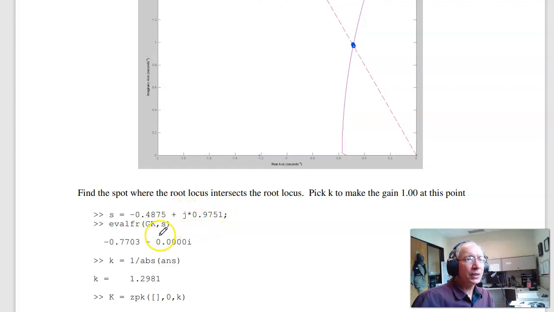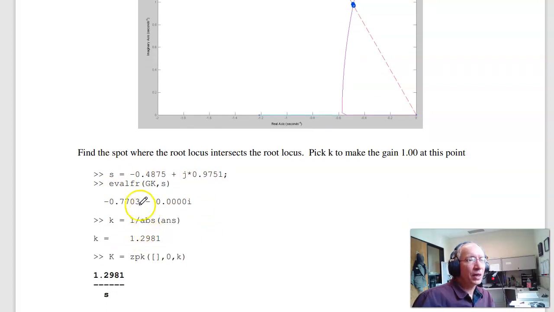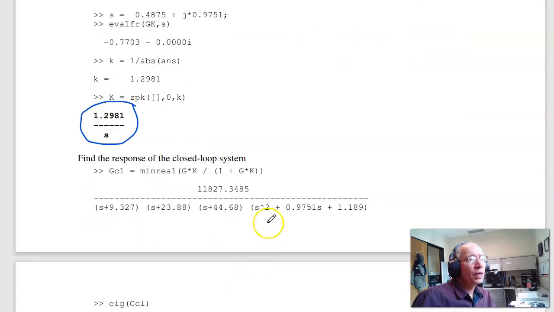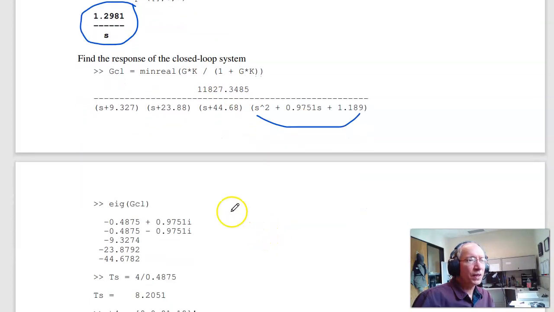At that point, pick k to make the gain 1. So here's g times k at that point. Pick k to make the gain 1. So here's k of s. The closed loop system is gk over 1 plus gk. Again, here's your dominant pole. Find the eigenvalues, I can see them. It's -0.48 plus j 0.97, like I expected.